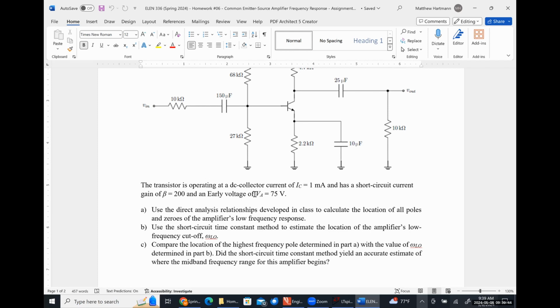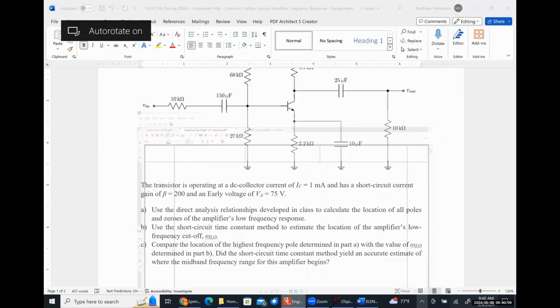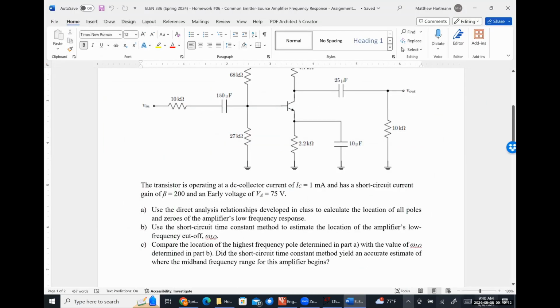For answering part A, using the direct analysis relationship developed in class, calculate the location of all the poles and the zeros. And I think North was the one that found this. One of the equations that I gave you, I forgot to include two capacitances in it. And so the units work out really wonky when you're looking at the amplifier stage. So just as a quick recap, let me find the notes. We're not going to do any derivation whatsoever. I'm literally just giving you the equation correctly.